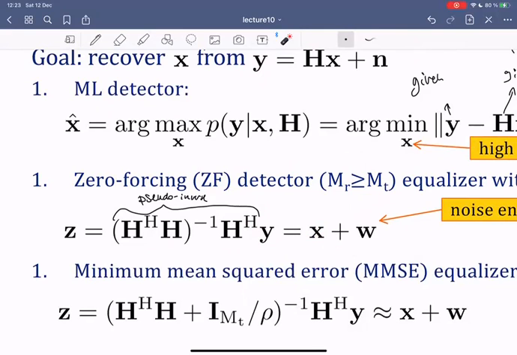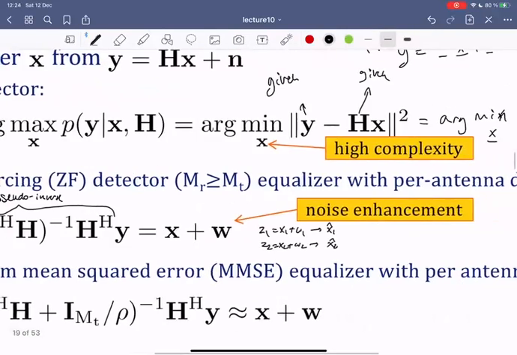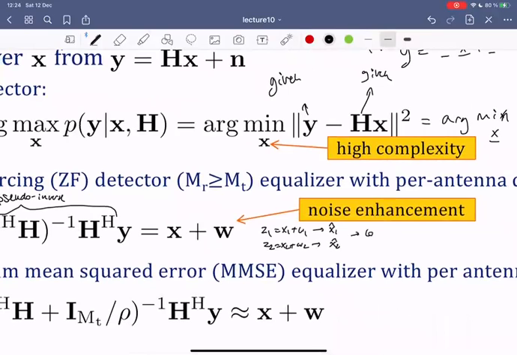So this looks really great because now we can immediately recover X. From Z1, which is X1 plus W1, we can find X1 hat. From Z2, which is X2 plus W2, we find X2 hat. And now the complexity is again independent of the number of antennas. Well, it's actually linear with the number of antennas and linear in the size of the constellation. So this is very good.